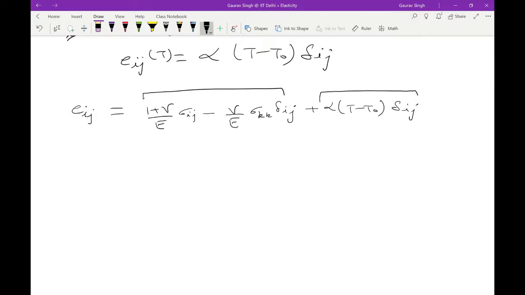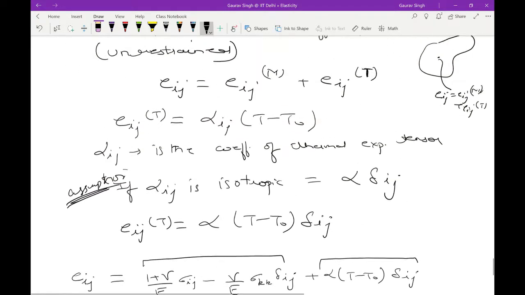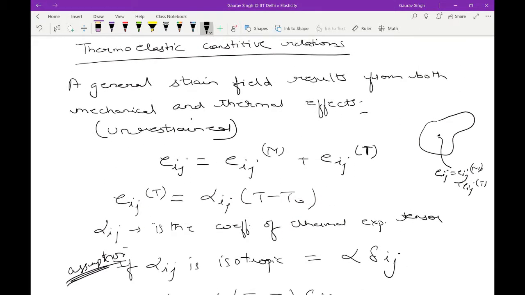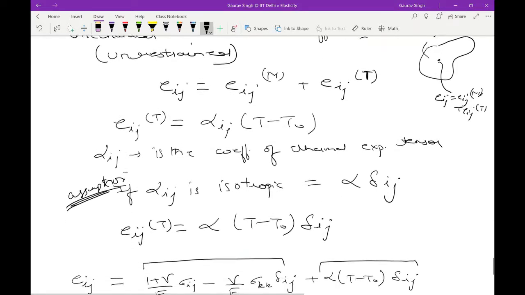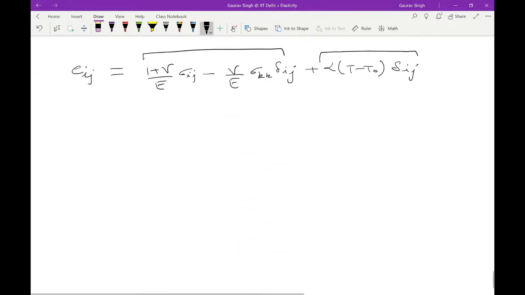And now we want to invert this to find the stress at this point, due to both mechanical and thermal effects. So the strain is easily found out by just adding, because both of them are small. We want to now find out the stress due to the thermal and mechanical effects. So let's see how we can do that.